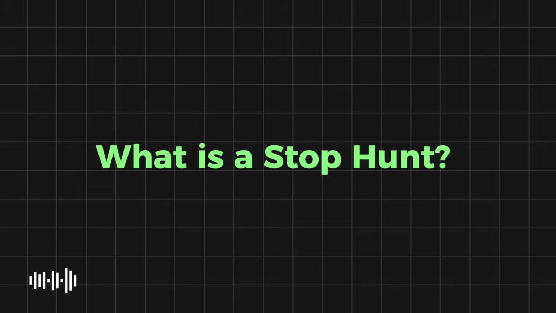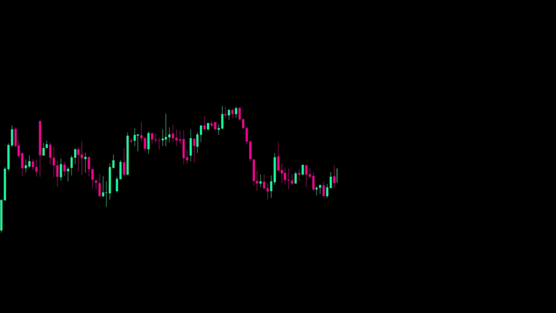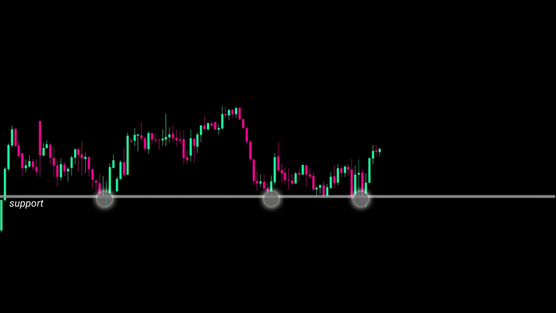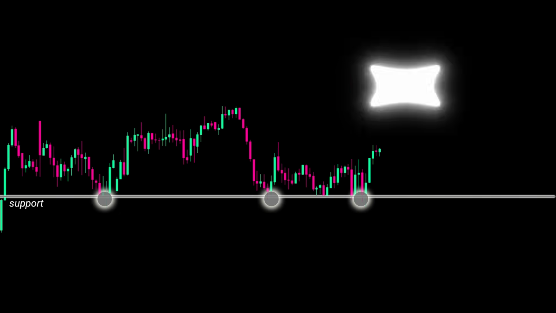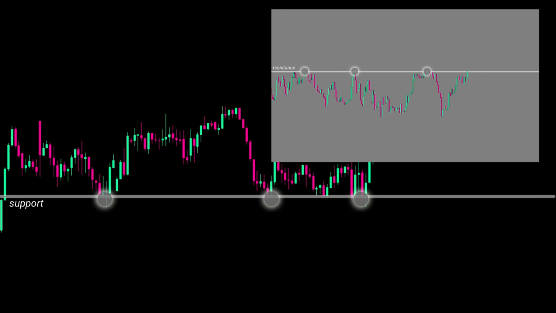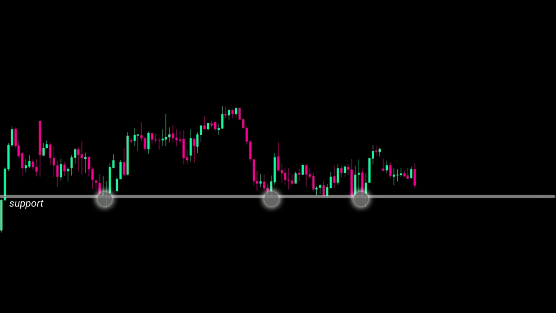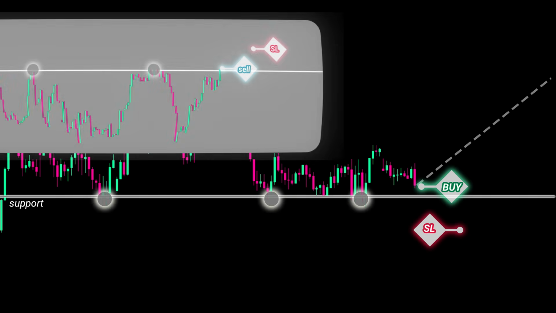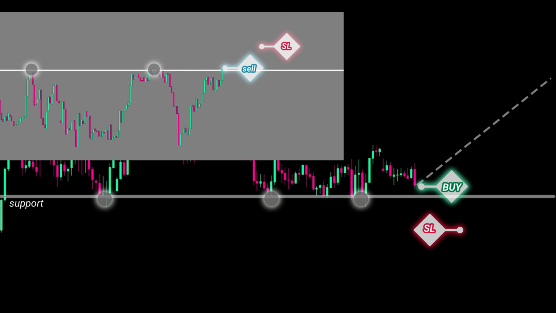What is a stop hunt? Let's look at an example. Imagine the price hits the same level several times, maybe a support or resistance. Next time the price comes to that level, you expect it to reverse again. So you place your stop loss just below for buy or just above for sell that level.